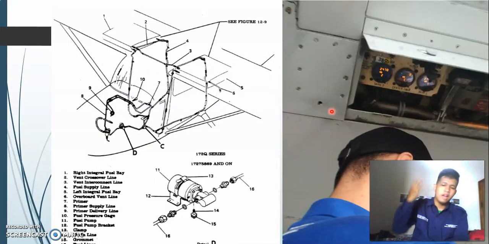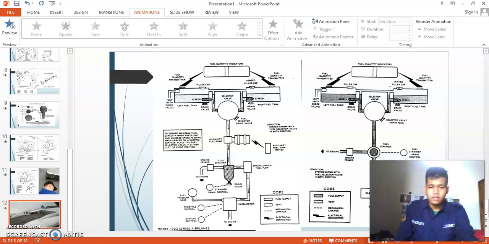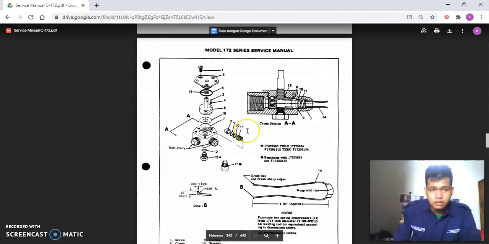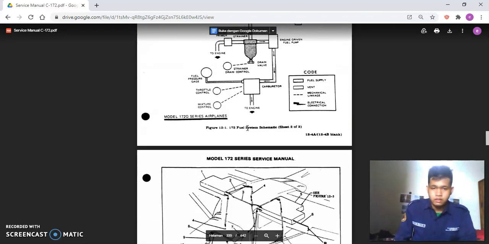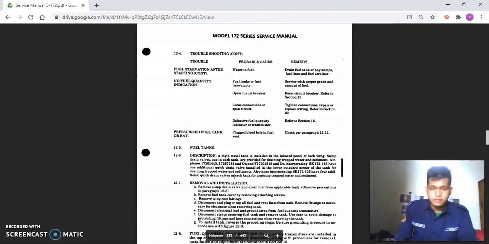Behind me is a picture of the fuel indicator in the Boeing 737, because I have experience working on the Boeing 737 series. So that's all from me to explain the fuel system. And before I say thank you, let's see the maintenance service manual. I could say a lot of descriptions, but I will give an example.